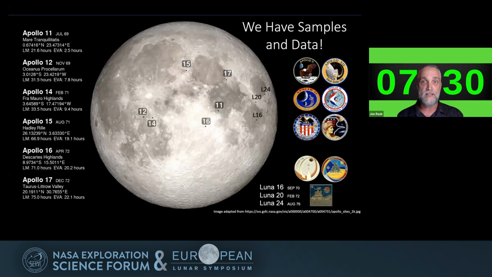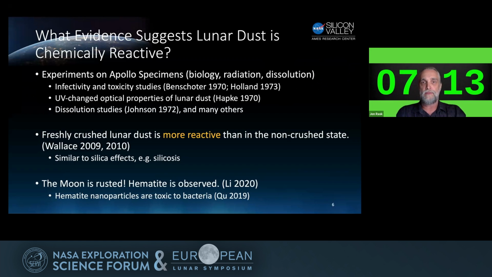So are there ways that we can study this with samples we have? Yes, we have samples from the Apollo missions, and of course there are samples from Russian missions. Not pictured here are the samples that have been brought back by the China mission. We have learned over the last 30, 40 years that lunar dust is definitely chemically reactive. Apollo specimens have been used for a variety of studies, looking at infectivity and toxicity. Some of the earliest ones looked at dissolution changes and UV optical properties that were altered upon analysis.